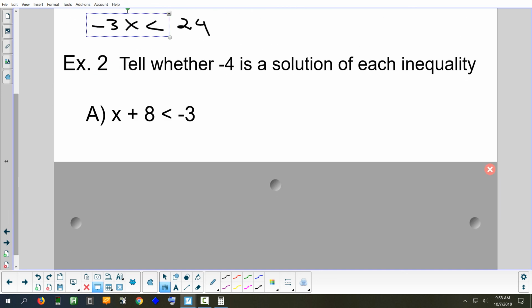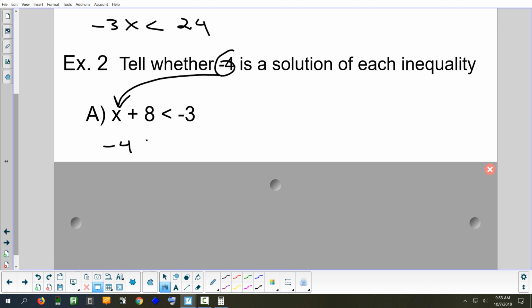All right. So for A, do you guys have that? No, you don't have that, so you have to write that down. Tell whether -4 is a solution. Okay. So if you want to tell if -4 is a solution, what's the first thing you should do with a -4? Plug it in. Take the -4, fill it in, make sure you do it correctly, and see what happens.